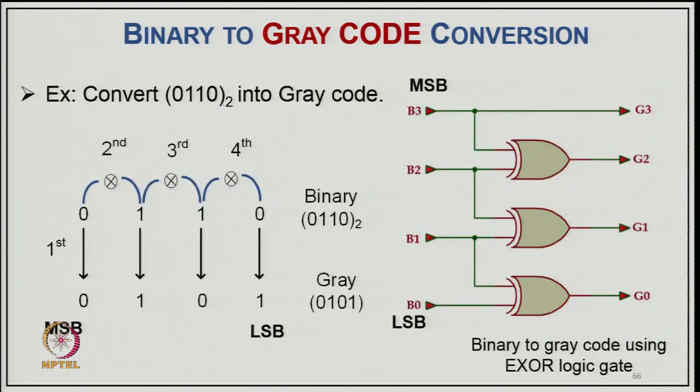And a typical conversion here: 0 1 1 0 into gray code. So, you can say the MSB we are taking as it is, that is 0, then we are taking XOR with the second bit, that is 1, and then 1 1 again the same. So, it will be 0, then 1 0 again will be 1. So, this is the gray code: 0 1 1 will become 0 1 0 1 here. So, binary to gray code using the XOR logic gate is the simplest method for the conversion from this to this.